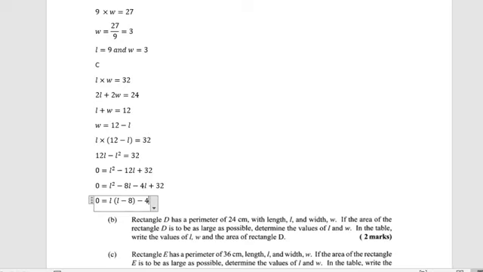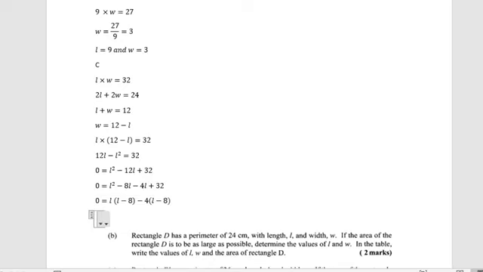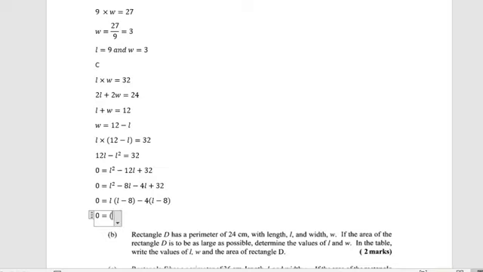So what we'll have is minus 4 into minus 4L will leave us with a positive L, and minus 4 into a positive 32 will leave us with a minus 8. And therefore 0 is equal to L minus 4 and L minus 8.